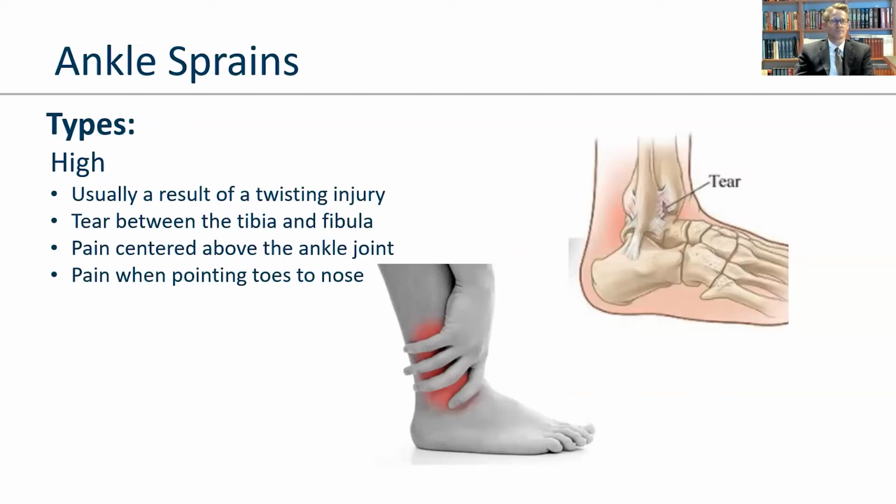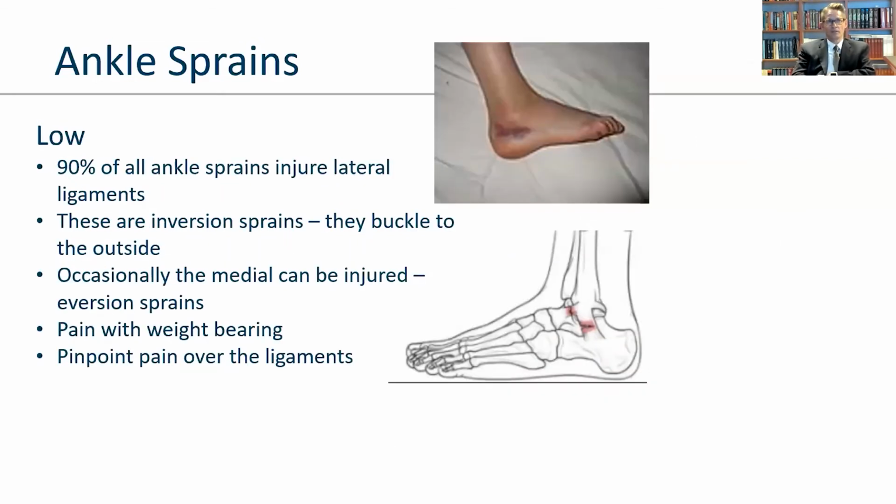Your high ankle sprains result from a twisting injury. This is a tear between your tibia, your shin bone, and your fibula, or your outside ankle bone. And the pain is centered right above the ankle. So if you twist that ankle and you feel the pain immediately above the ankle, you're most likely looking at a high ankle sprain. The other way to tell this is if you point your toes, or your toes to your nose, excuse me, your toes come to your nose and you have pain right above the ankle joint, that's consistent with a high ankle sprain as well.